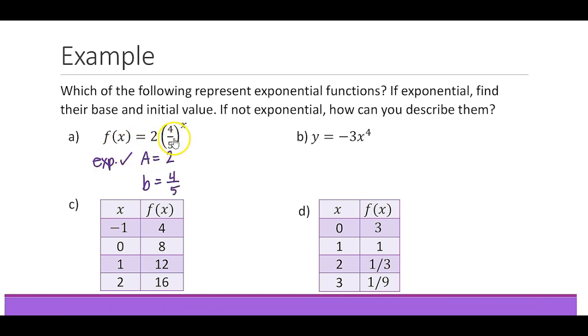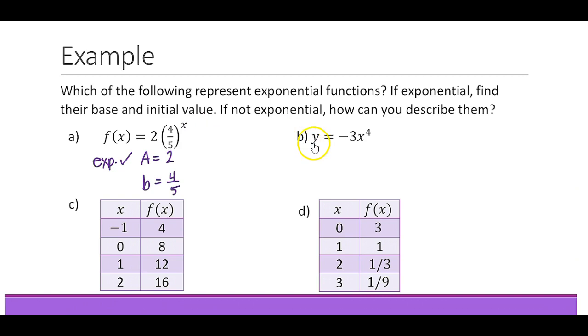Now, just a quick note, I cannot multiply this 2 and this 4/5 together. So I have to think about order of operations, which says address exponents first. So I can never multiply this a value, my initial value, times the base when there's that exponent of x up there.